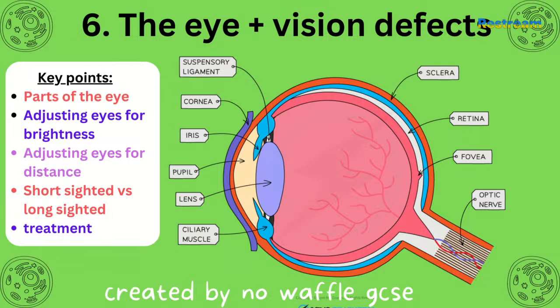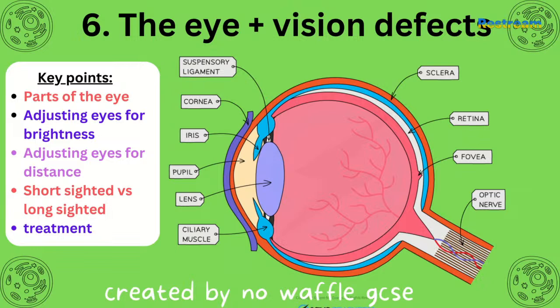Now, another reflex is focusing on near objects versus focusing on distant objects. So the eye focuses light on the retina by changing the shape of the lens. When an object is really close up, this requires more focus. So what happens is your ciliary muscles contract and your suspensory ligaments relax. This then means that your lens is thicker and more curved, meaning that you can focus more. Sometimes it's referred to as the lens becoming fatter.